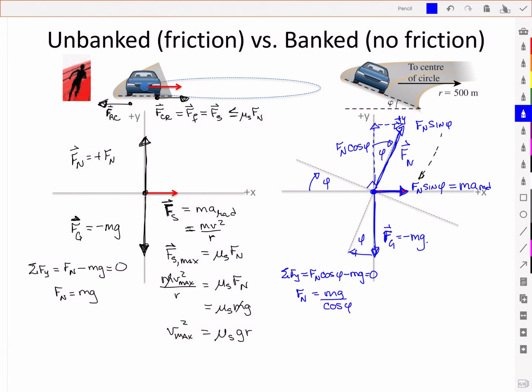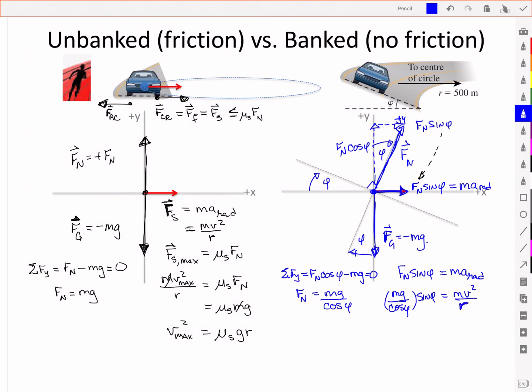And on the right, I'm going to rewrite this. I've got that Fn sine phi. That's the component of my normal force giving me my radial acceleration. So I know there's an acceleration. It's radially directed. And I can just make some substitutions then. So I've got mg over cos phi for the normal force, all times sine phi. And on the right, I've got an mv squared over r.